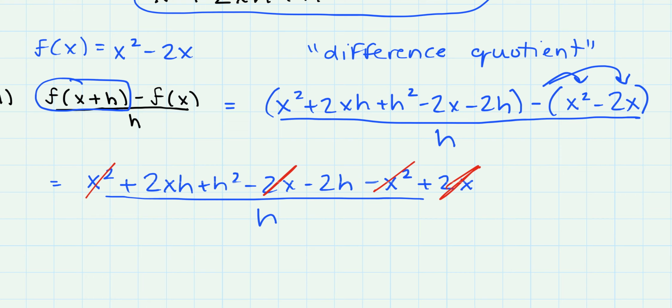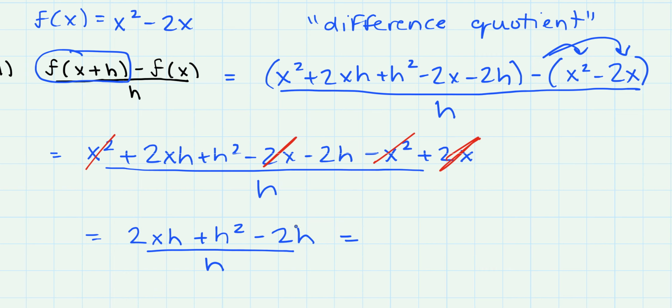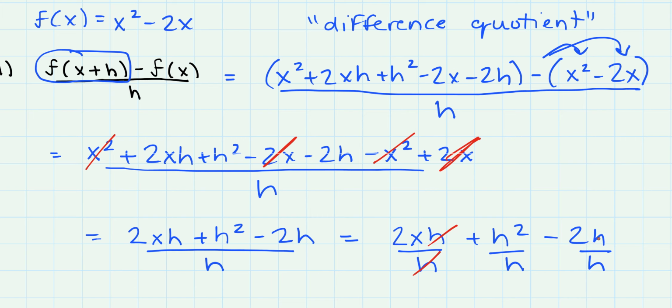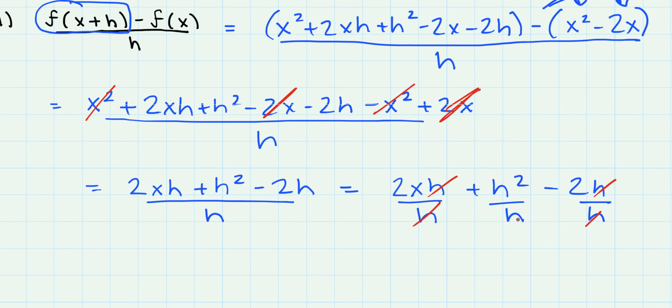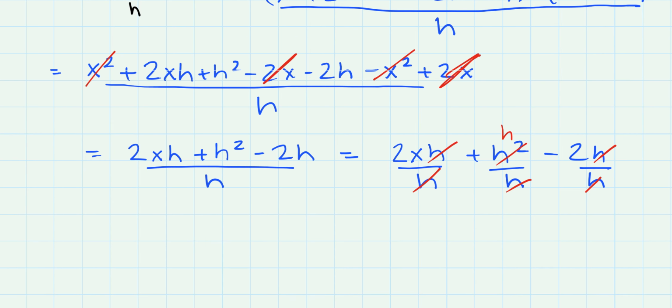So I'm left with 2xh plus h squared minus 2h divided by h. And this h is going into every single thing here. So this is the same thing as 2xh over h plus h squared divided by h minus 2h over h. You can see that these h's cancel. And then you can get rid of one of these h's. And you're left with 2x plus h minus 2. So 2x plus h minus 2.